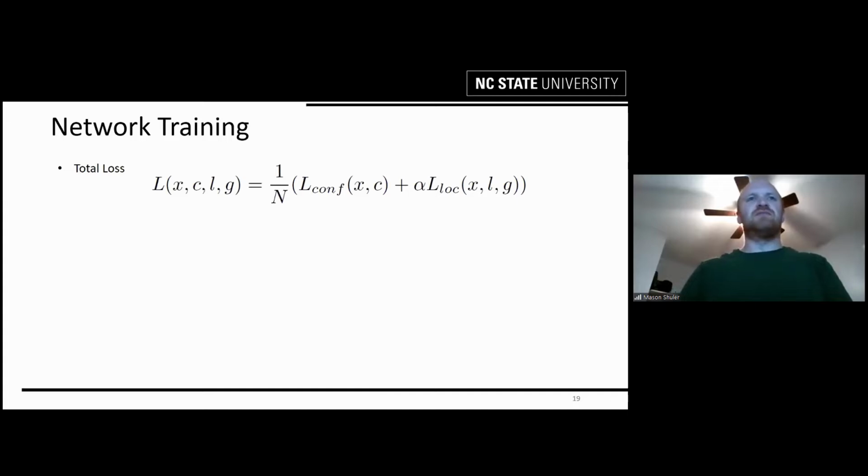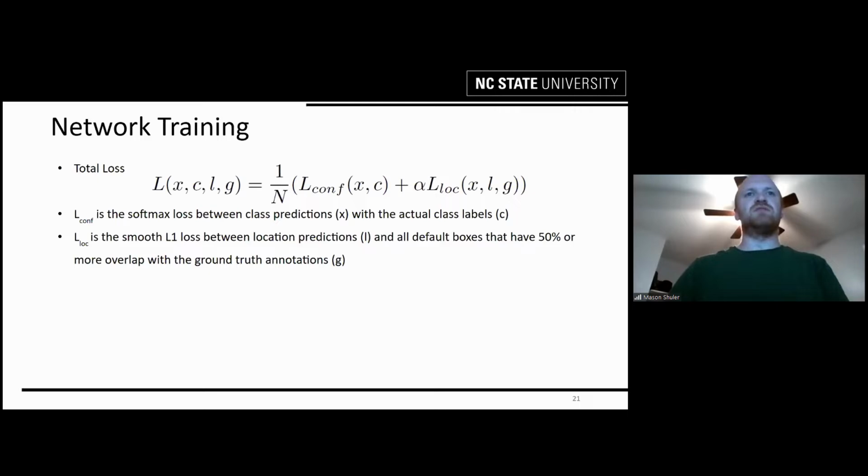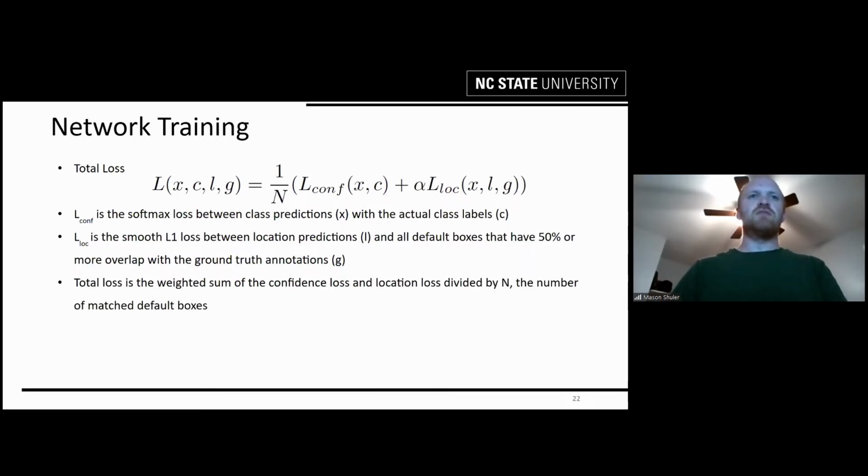The loss function for the SSD network consists of both a confidence loss, which is the softmax between the class predictions and the actual class labels, and a location loss, which is the smooth L1 loss between the location predictions and all default boxes that have 50% or more overlap with the ground truth annotations. The total loss is the weighted sum of the confidence loss and location loss divided by n, which is the number of matched default boxes.